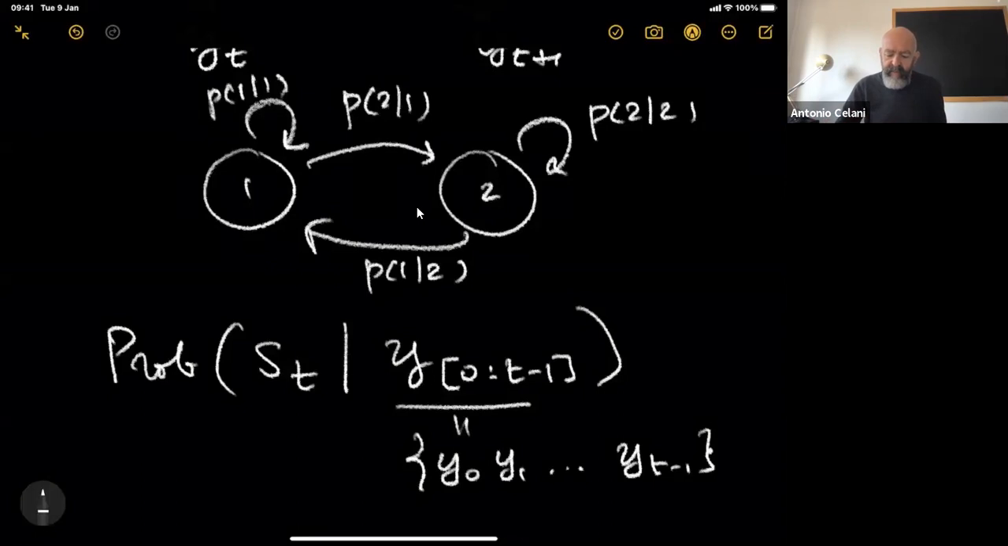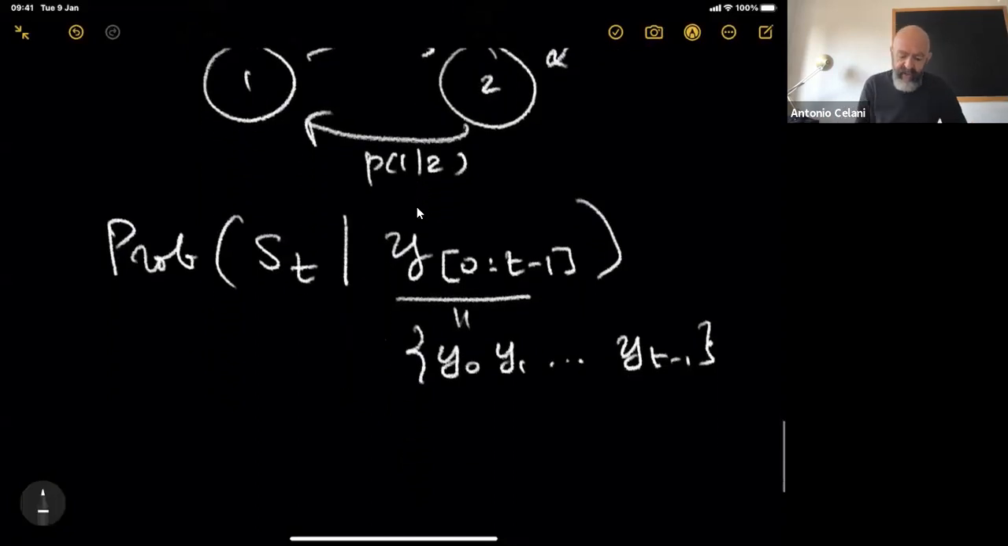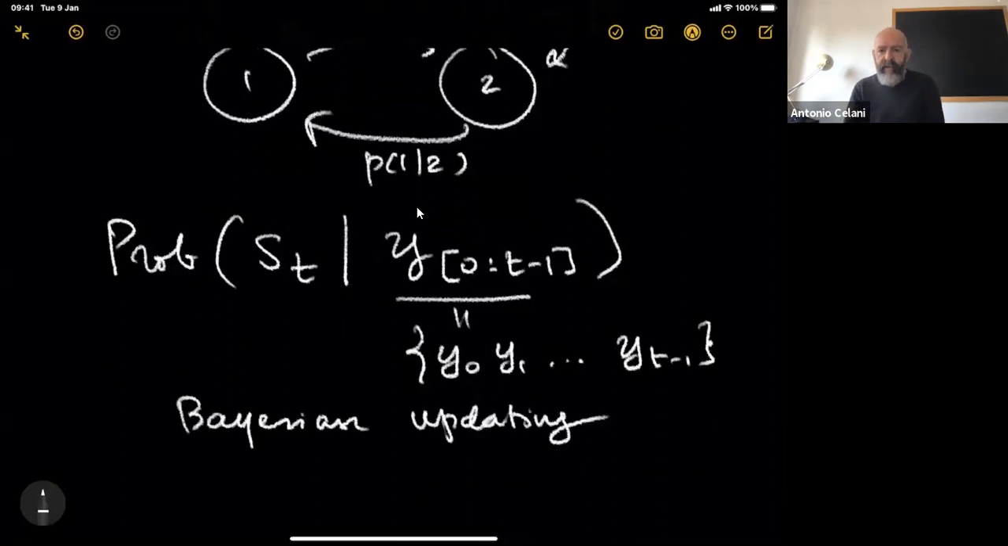So the technique that we are going to use now, just to make a connection, maybe you have encountered this before, goes under the name of Bayesian updating. If you have already heard about it, we are going to just revisit this subject from the specific viewpoint of hidden Markov models. If you are new to the subject, never mind. We will go through this in detail.